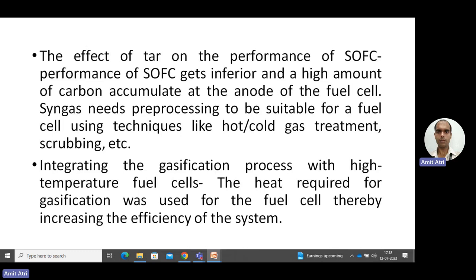This will increase the efficiency of the system consisting of the gasifier and the fuel cell. Now both are integrated, and heat from the solid oxide fuel cell is being supplied to the gasification, thereby increasing the efficiency of the system. Okay, so I shall stop here.